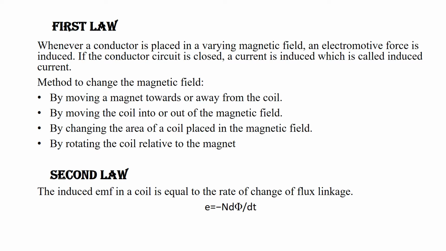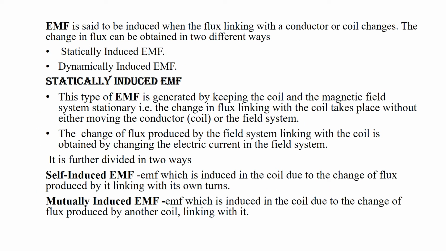In the second law, the induced EMF in the coil is equal to the rate of change of flux linkage, that is, E equals minus d phi by dt. EMF is said to be induced when the flux linking with the conductor or coil changes. Either the conductor changes or the coil changes, and the change in flux can be obtained.